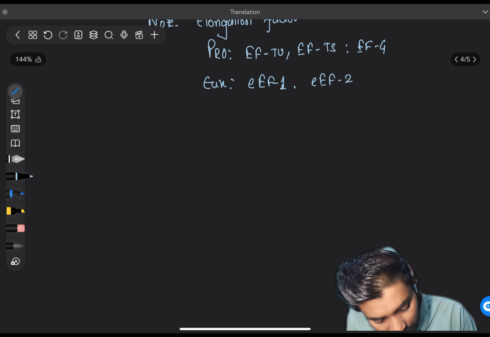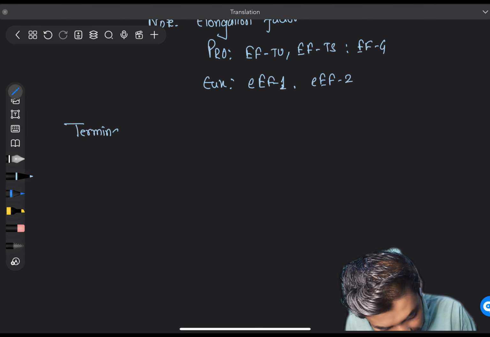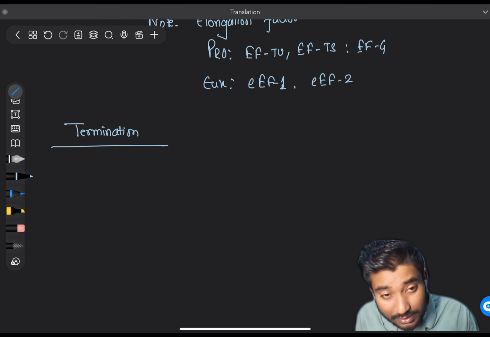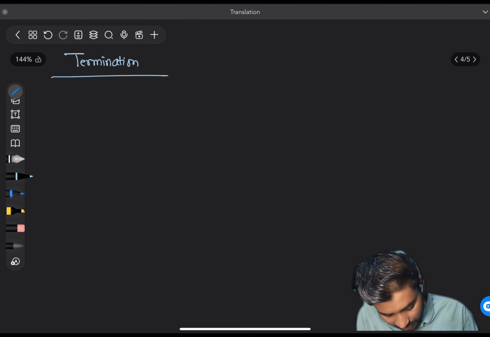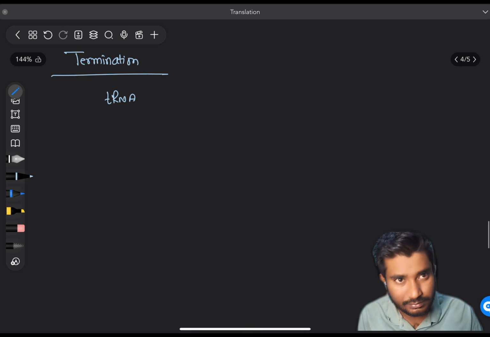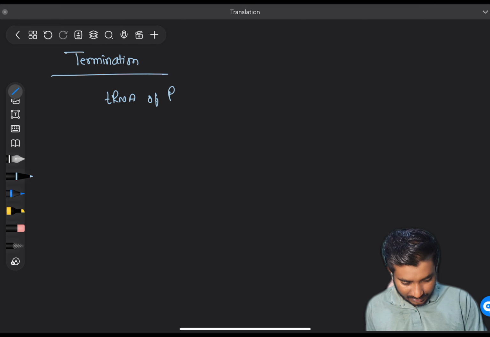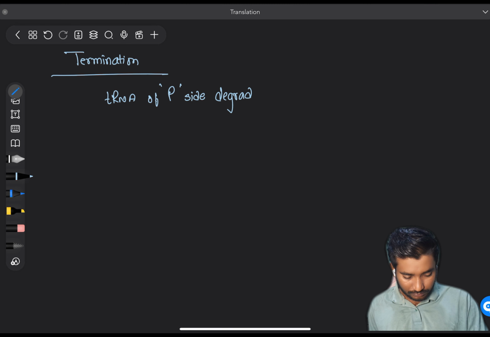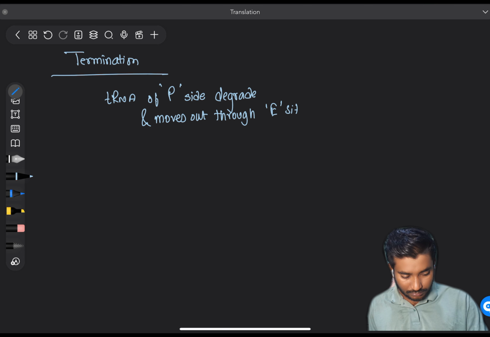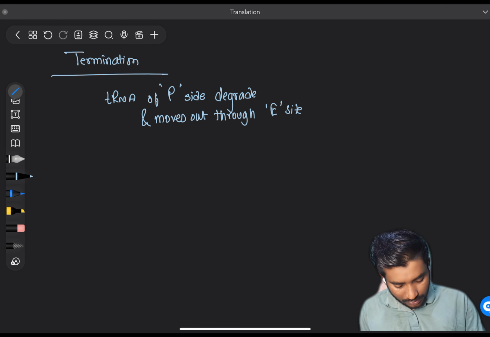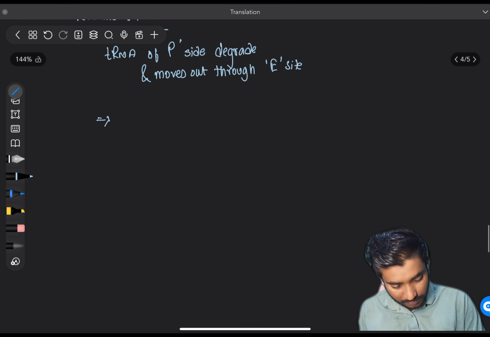Okay. Now for the termination, elongation is completed. Now for the termination, it is to end up. In termination, the tRNA of the P site is degraded and moves out through the E site. Okay. Now the protein synthesis stops.